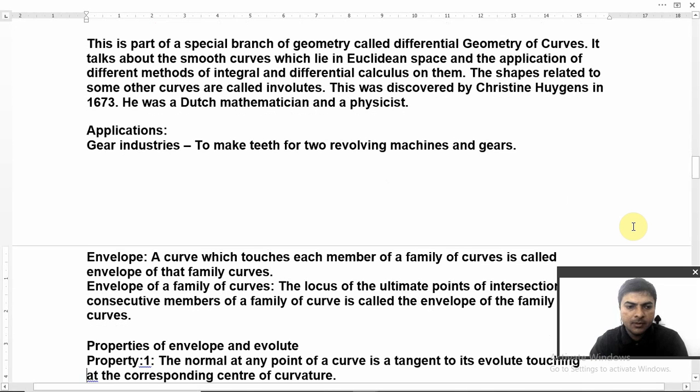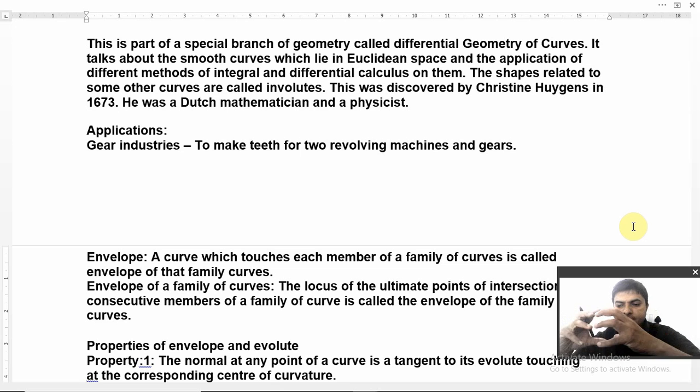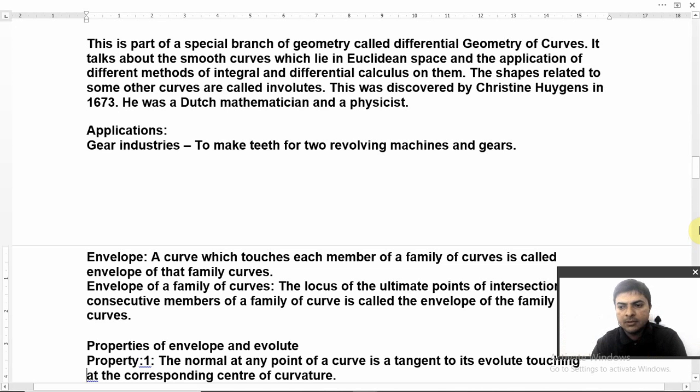Application: yes, a very important application here. In the gear industry, to make the teeth for two revolving machines and gears, we require this involute. So this is very important. In different parts of machines, especially gears, we require exactly an evolute and its involute. Two machines can be geared together so that it gives the correct grip. So what is this evolute and involute?